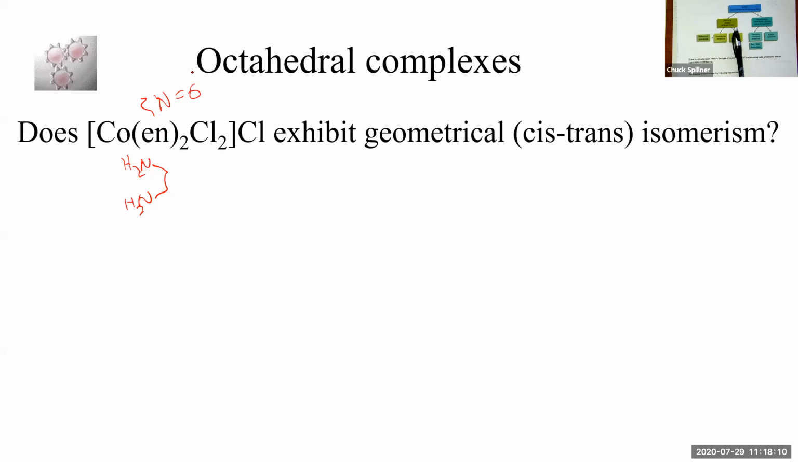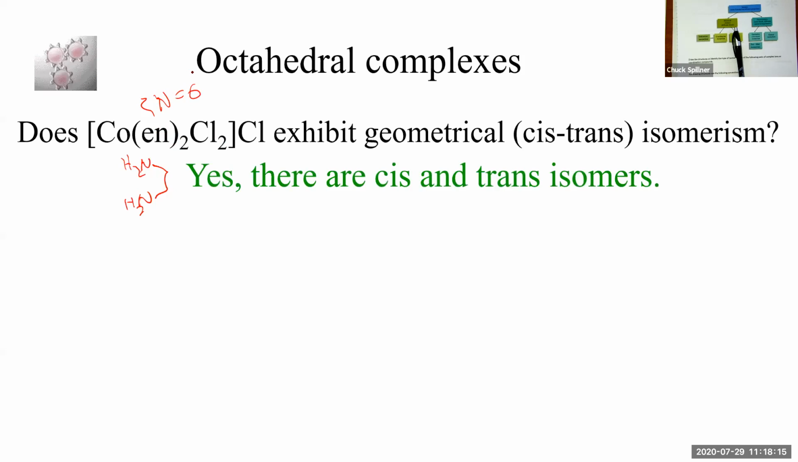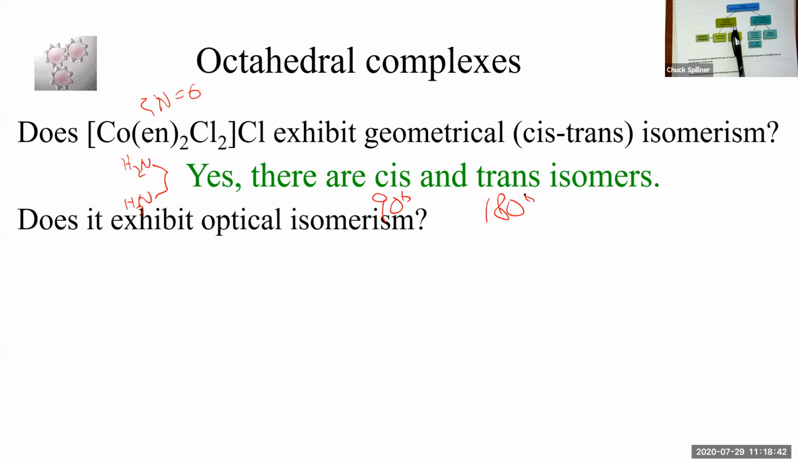So can it exhibit cis-trans isomerism? Well, since it has 2 chlorines, as we always saw, yes, there can be cis-trans. If the chloride ligands are 90 degrees apart, then it's a cis isomer. We saw that before. If the chloride ligands are 180 degrees apart, it's a trans isomer. So yes, you can have cis and trans isomers in this complex ion.